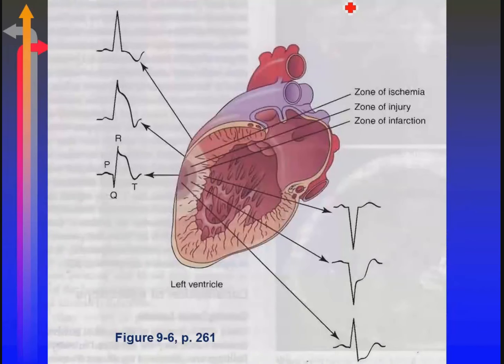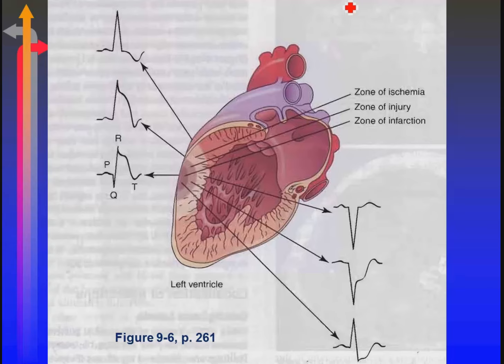So here, for instance, you can see the zone of ischemia is this light yellow, then the zone of injury, and the zone of infarction. And you can see with the zone of infarction, you have the development of the Q wave. With ischemia, you have the inverted T wave, which isn't there that long before you start seeing the ST elevation. But once you get to that point, that's dead tissue. And again, if you look at the opposite side of the heart, something that's looking at this side, it's going to be reciprocal changes.